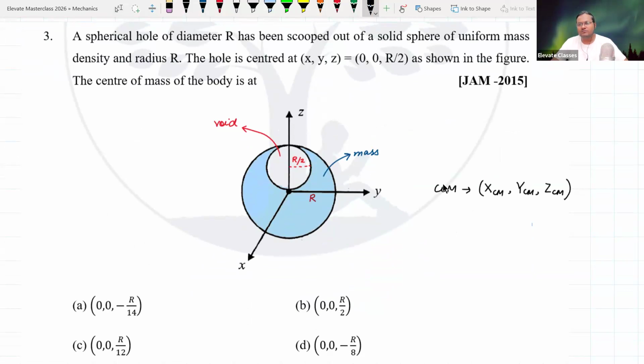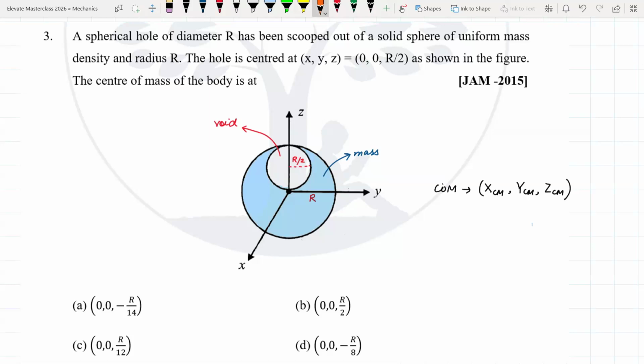But for the new system, can you make a guess? 0, 0, r by 2. So x axis का coordinate, x axis में center of mass 0 ही रहेगा. Why? Because if you look at the overall mass distribution, the mass distribution is symmetric with respect to the origin of the x-axis. So this will still remain 0.